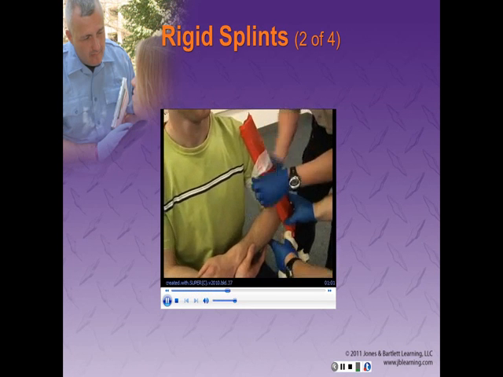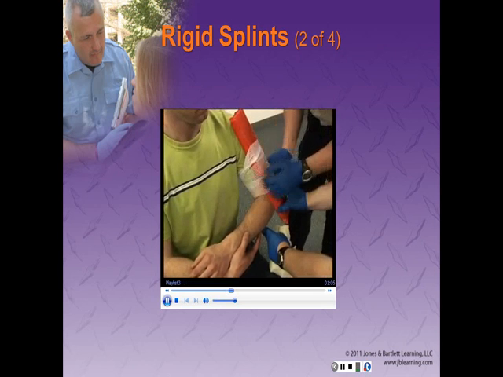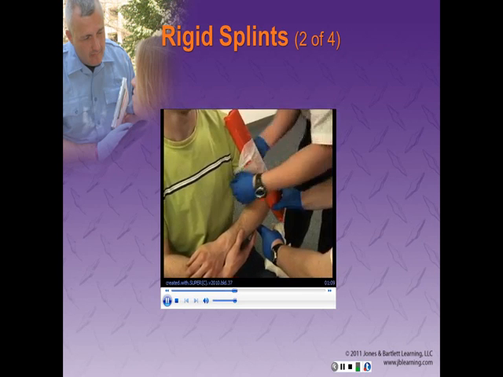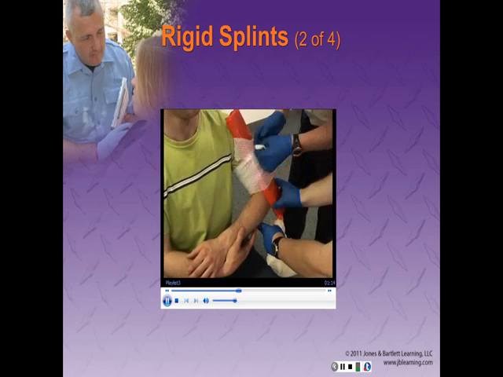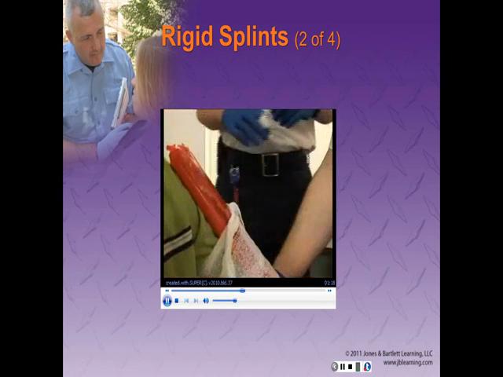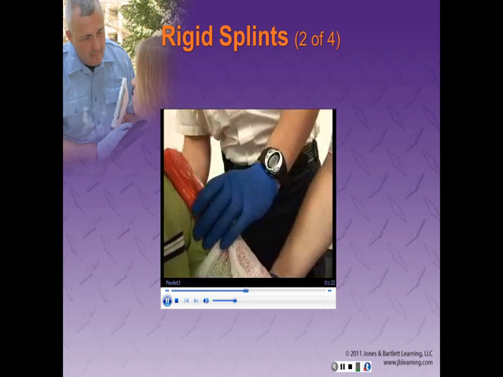Choose board splints or a commercial-made device of appropriate size for the patient and the injury. Gently and without unnecessary movement, place the splint on the injured extremity. Apply and secure the splinting material to the bone below the injury. Apply and secure the splinting material to the bone above the injury.